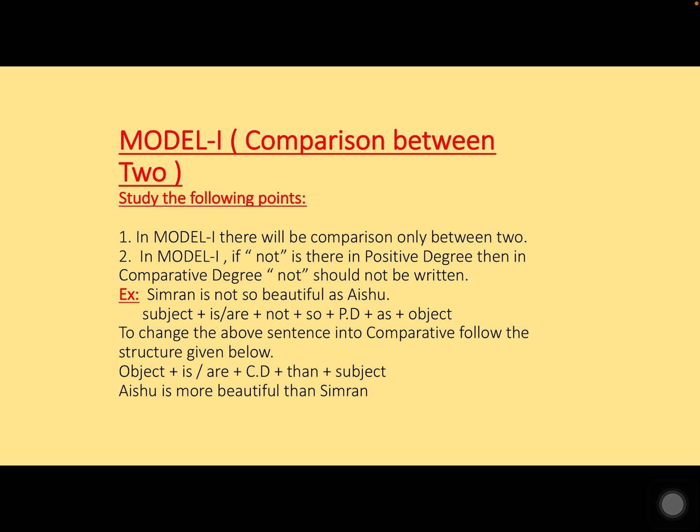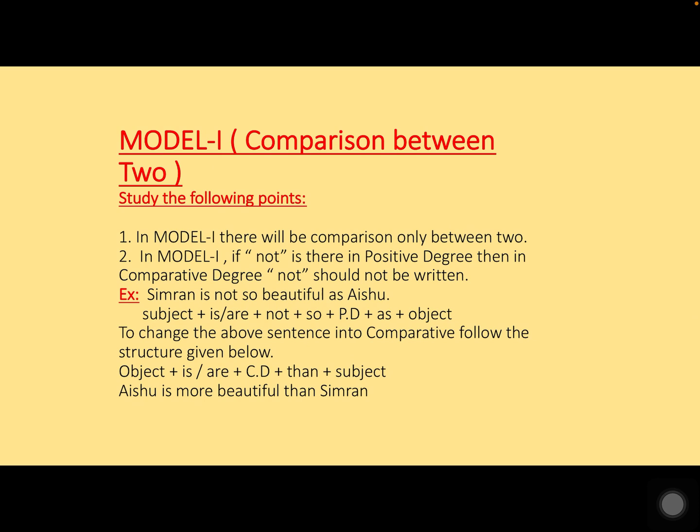So now when we look at this sentence, the adjective beautiful is given, that means it is in positive degree, isn't it? If you just identify the adjective, you can come to know that the sentence is in positive degree, isn't it? Now you have to change it. Now look at which model it is. You have the subject as Simran and Aishu. That means it is a comparison between two things. So now you can change it into the comparative form.